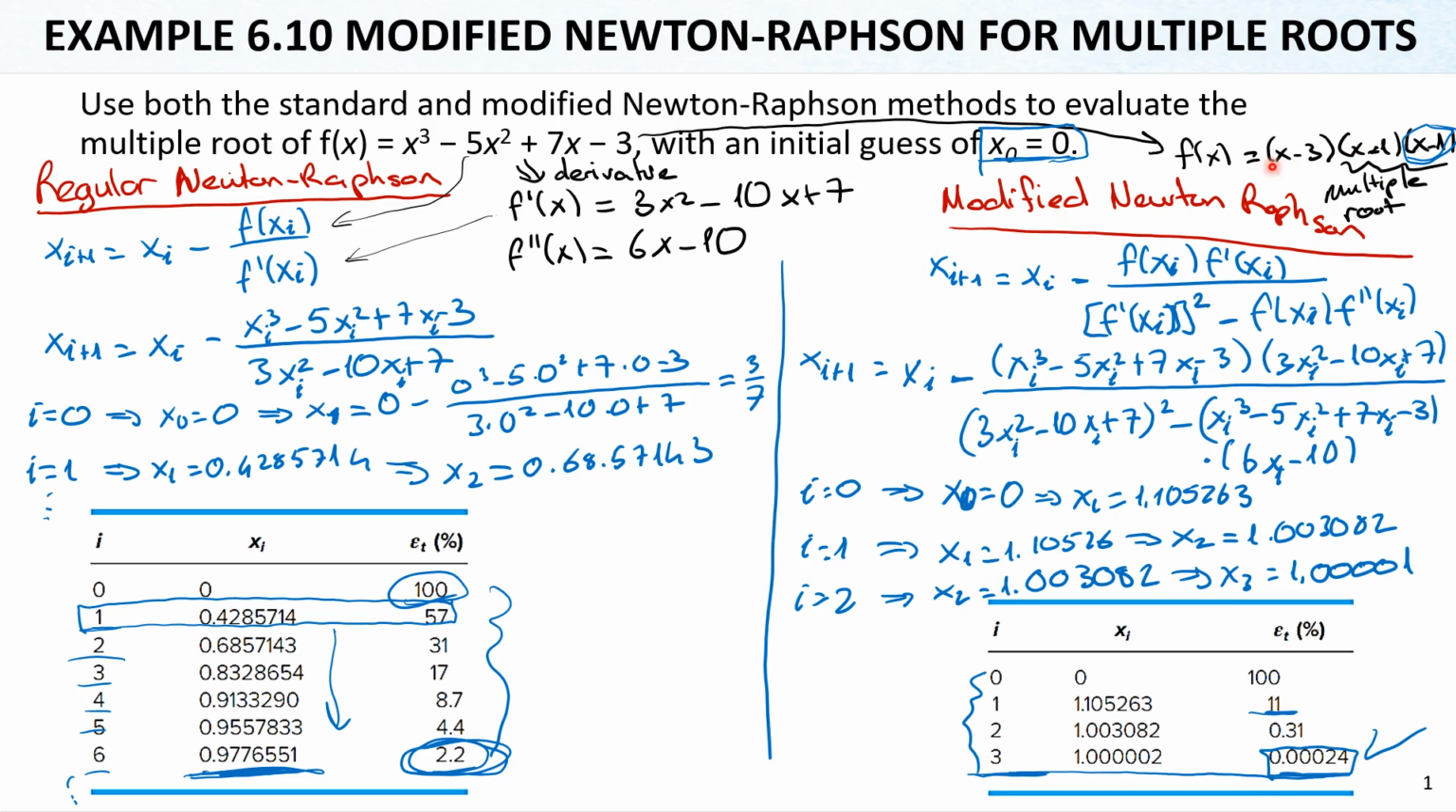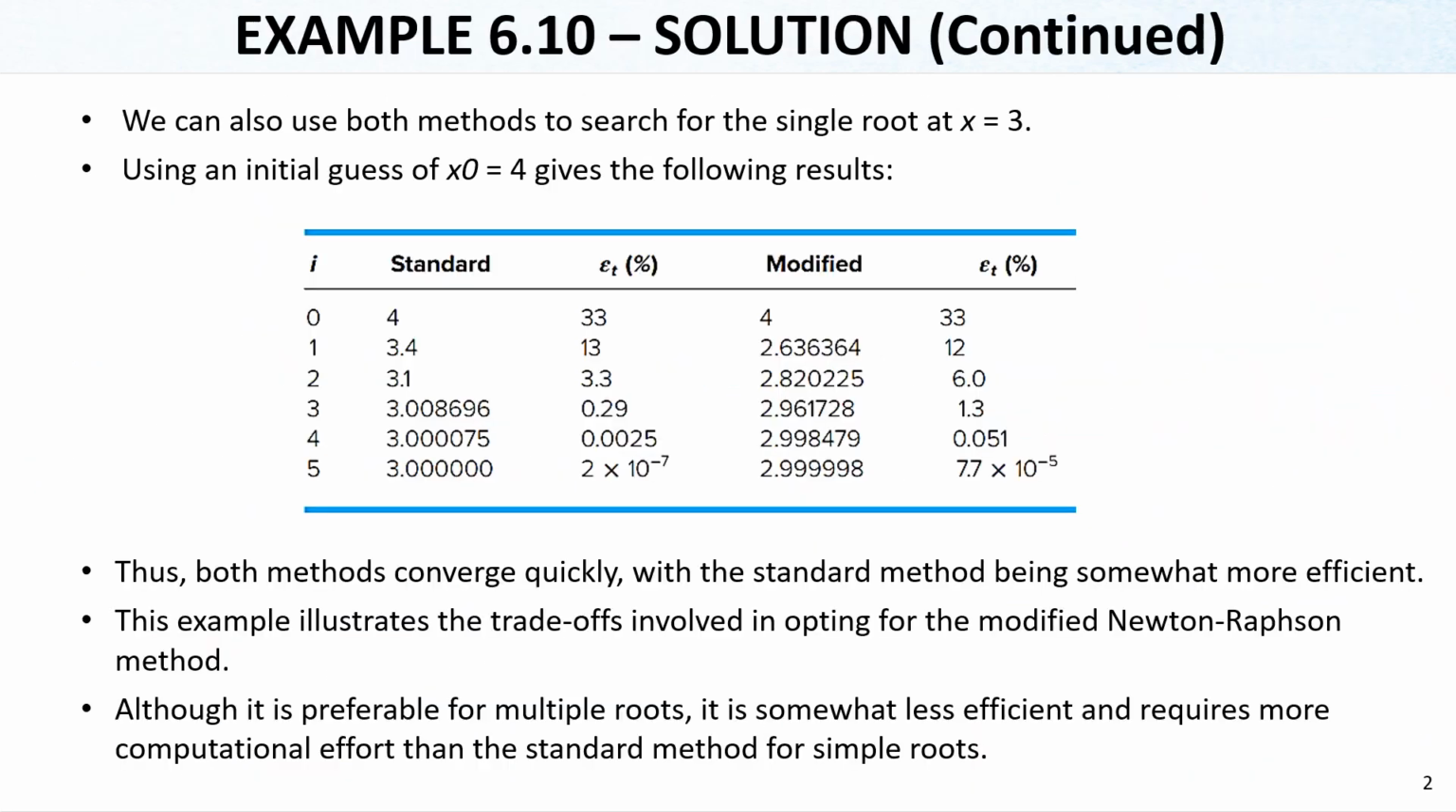But what if we want to approach the single root over here? Then the regular Newton-Raphson can still be efficient. Let's show that in the next slide. And in this slide, we continue with example 6.10, and we want to approach the single root, which is x equals 3. In the previous slide, we tried to approach the multiple root, x equals 1, and we gave an initial guess closer to that one. And if we give an initial guess closer to a root, then it will converge to that root, which was the multiple root in the previous slide.